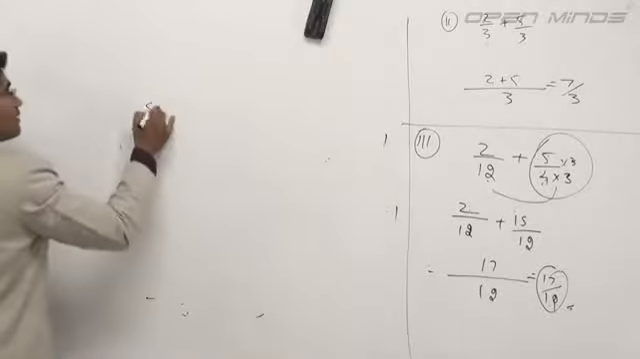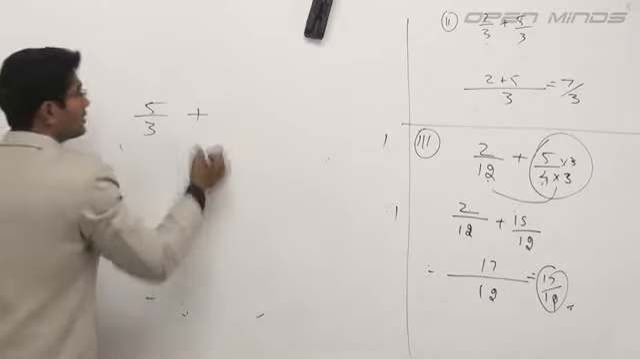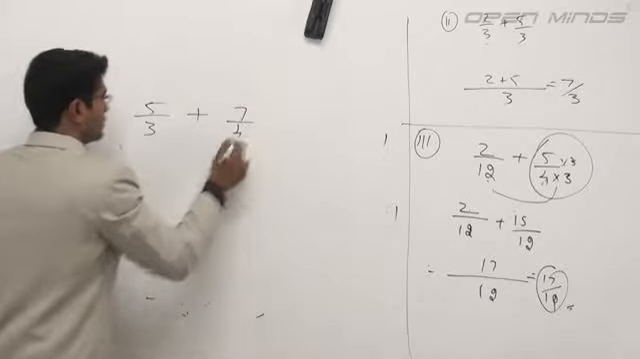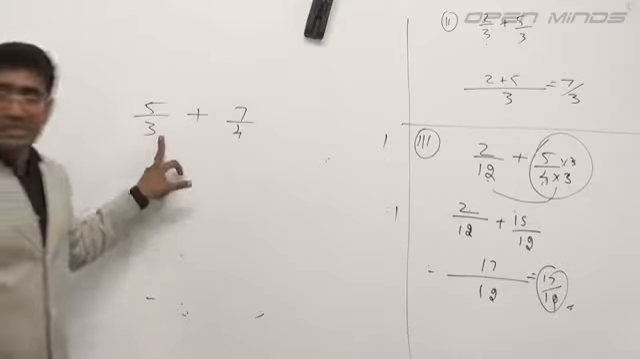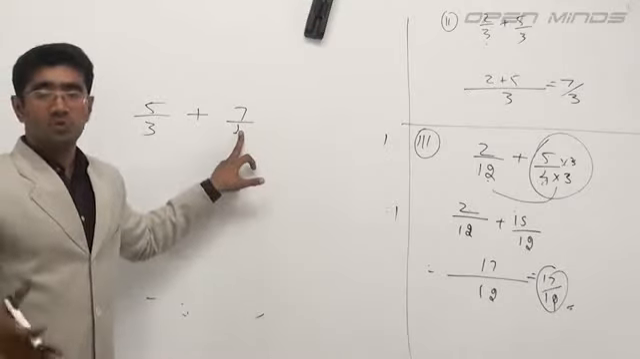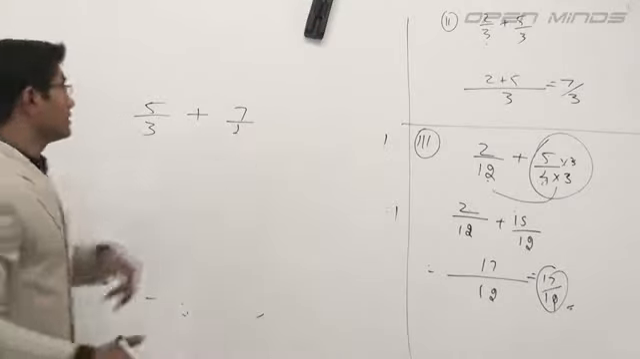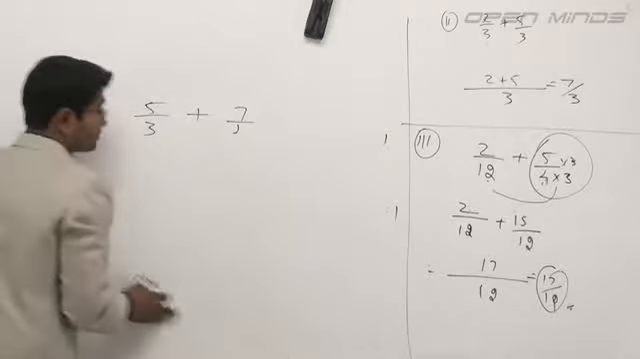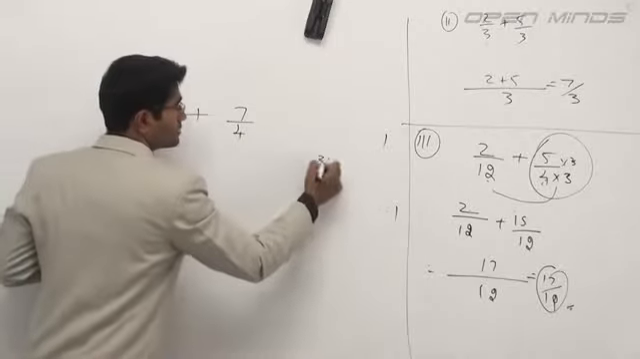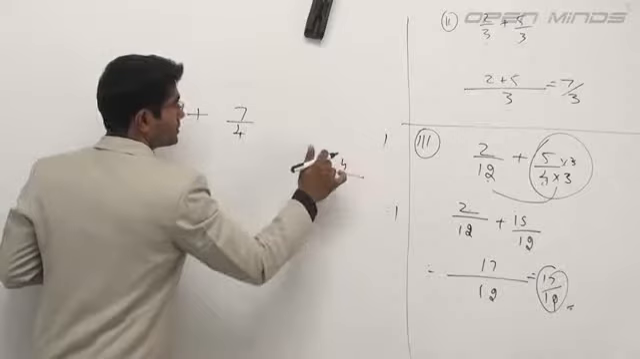Let's say you have 5 by 3 and let's say 7 by 4. Can I multiply something with 3 so that it becomes 4? No, I don't have a number like that, right? So now, what to do? A good deal is to take the LCM of 3 and 4. You should have learned this in lower classes.